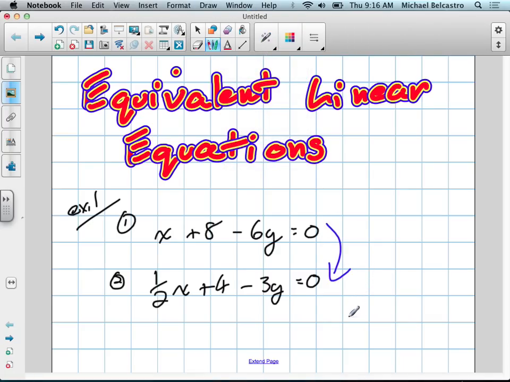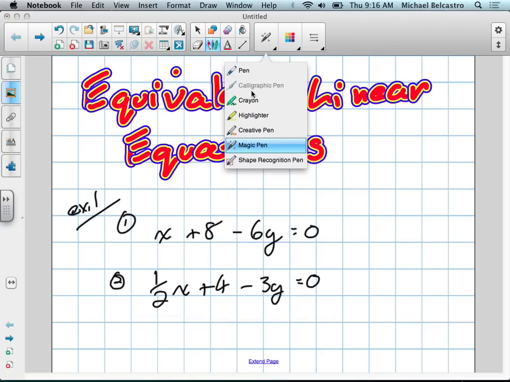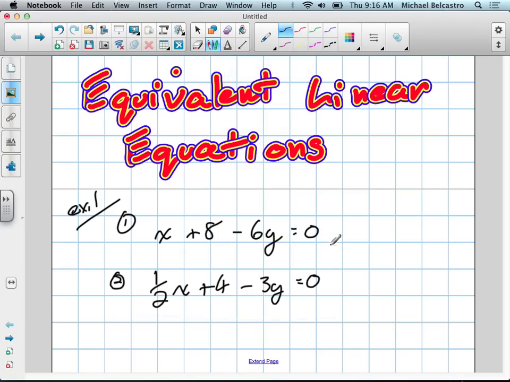Do you guys see any relationship between the first one and the second one? The second one is half. The first one is double the second one, or vice versa. So the relationship between the two is that this one is double that, and the one below is, you could say, times a half or divided by 2, either one. So these are essentially the same equation.